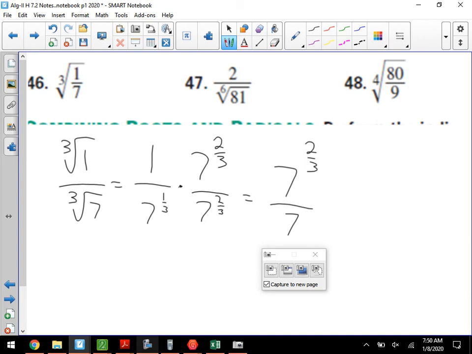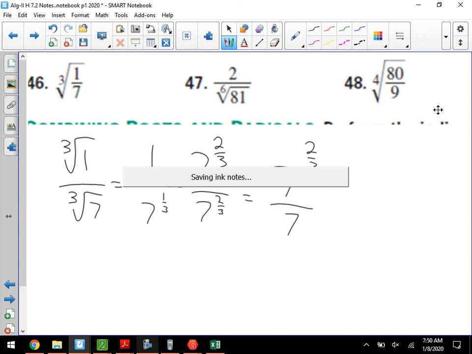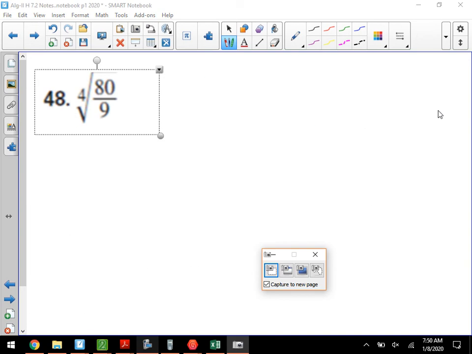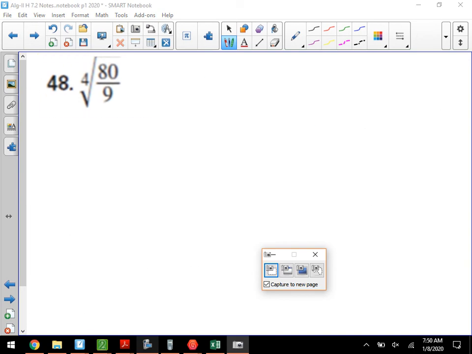48 is very, very similar to that. 48, you have a 4th root, so that means the exponent for both the numerator and denominator wind up being a 1/4. Right away, before I do anything, I noticed that I cannot simplify 80 and 9.